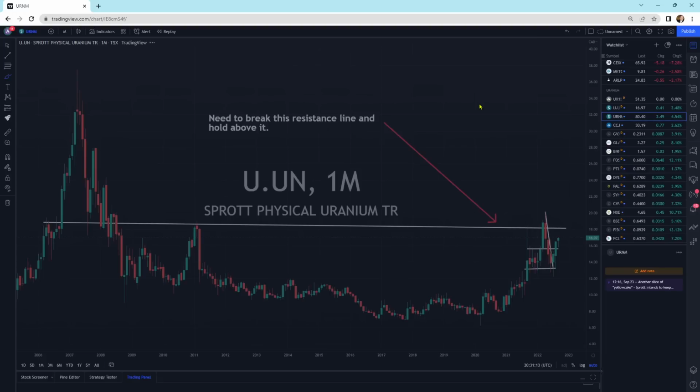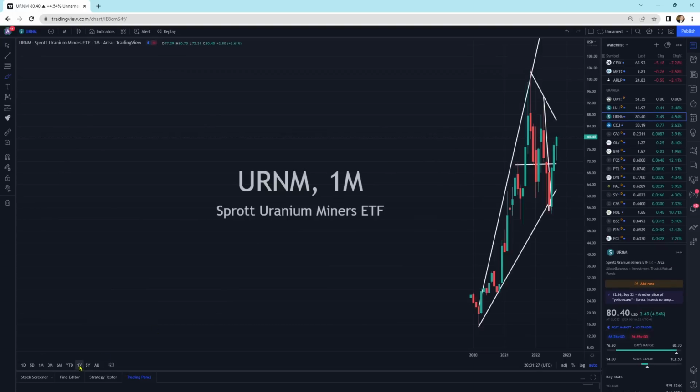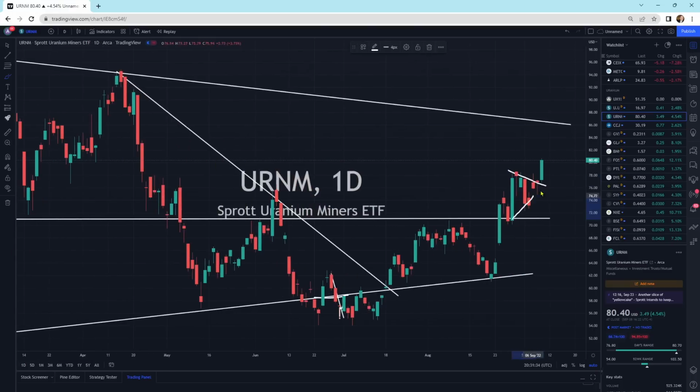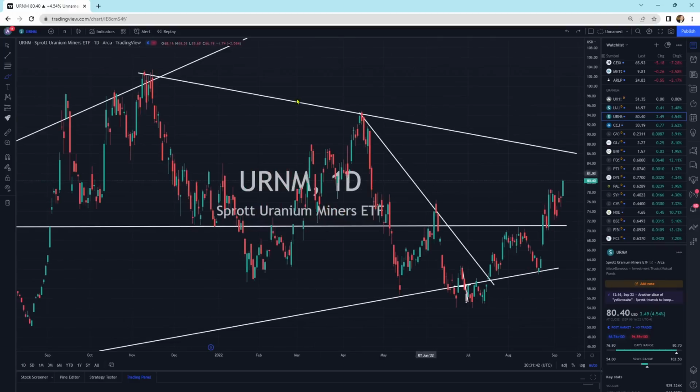URNM up 4.54% today. That is very strong for an ETF, number one. And we've got good momentum. I'm hoping that momentum can continue. We've got a strong closing today. What we had before is basically a little pennant formation that we've just broken out of, and we're continuing higher. The next thing we want to break is this downtrend line. It's not a super strong downtrend line, only 2 hits, but it would be nice to close above 86.